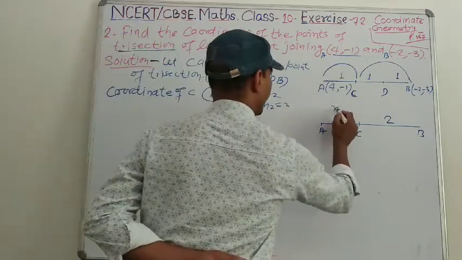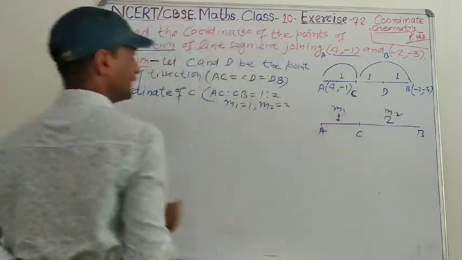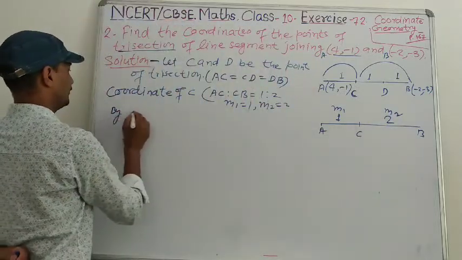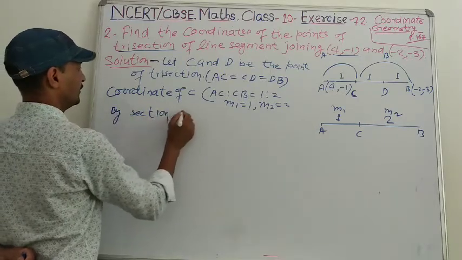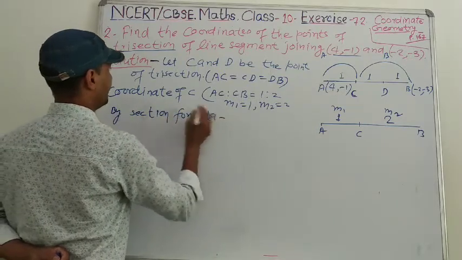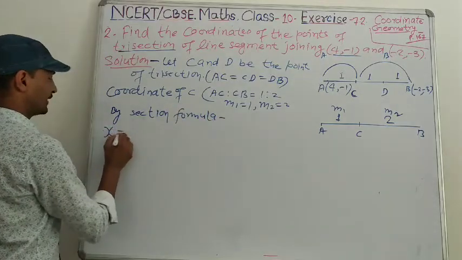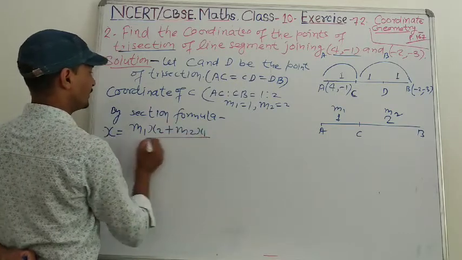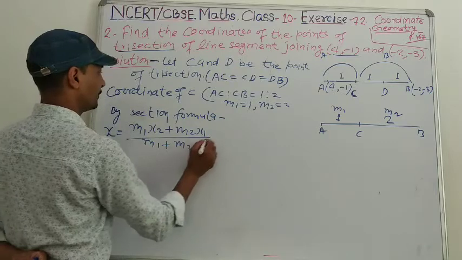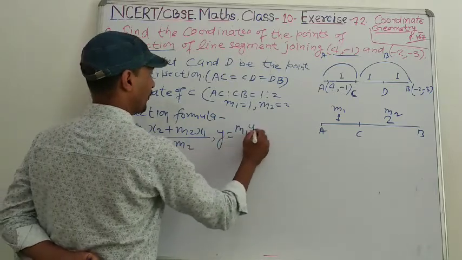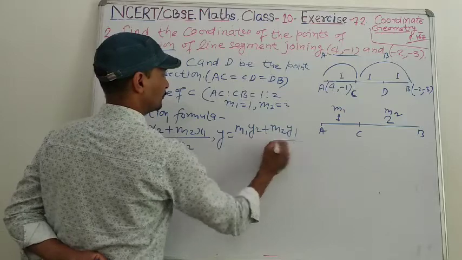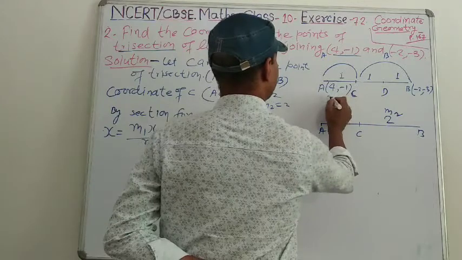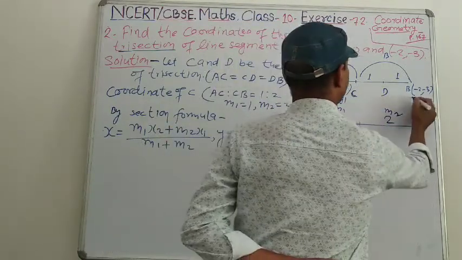It is M1 in the formula, and this is M2. So we can find it using the section formula. Coordinate of C: x equals (M1 x2 plus M2 x1) by (M1 plus M2), and y equals (M1 y2 plus M2 y1) by (M1 plus M2). And here it is x1, y1, and that is x2 and y2.